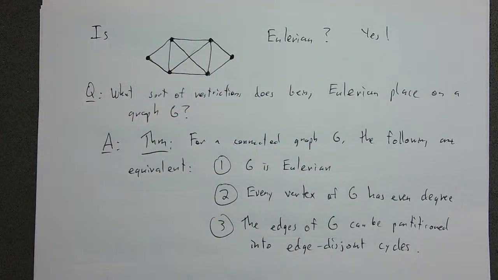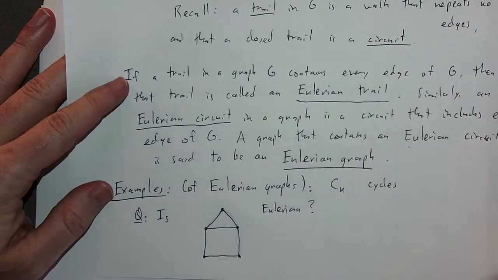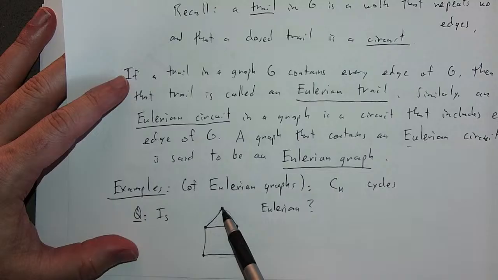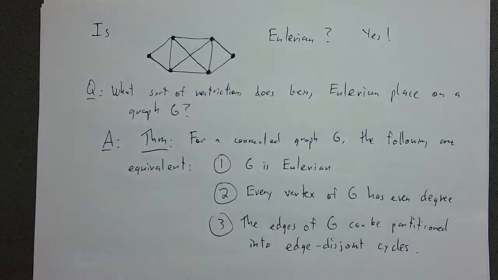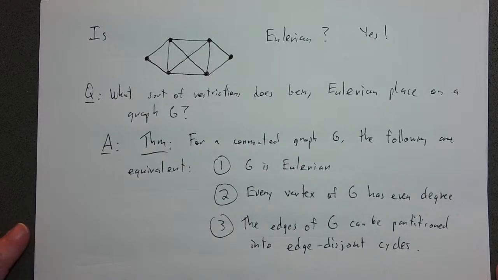What about this example? This has degree 2, degree 2, degree 2. This has degree 1, 2, 3, 1, 2, 3. So, no. You have vertices of odd degree, so it does not satisfy this. Okay. All right. So this satisfies every vertex has even degree.